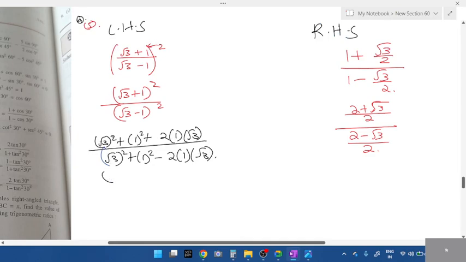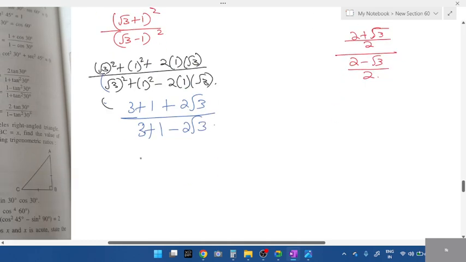So root 3 squared, you get 3, students. 3 plus 1 plus 2 root 3. And here you get, what's the value? 3 plus 1 minus 2 root 3. And when I solve this, 3 plus 1 is 4, plus 2 root 3, divided by 4 minus 2 root 3.